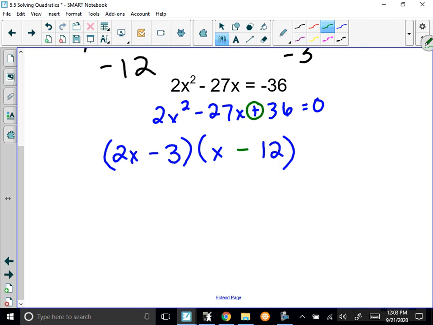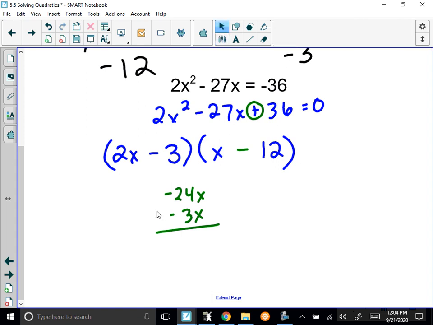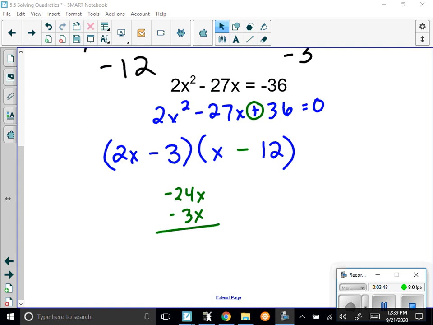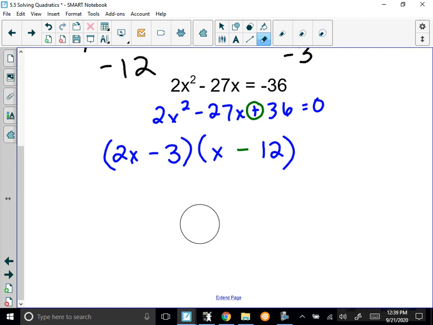So Spencer, what's 2x times negative 12? 24x. Negative 24x. And then what's negative 3 times x? Negative 3x. And then what is negative 24x plus negative 3x? Negative 27x, which is what our B term is here, so that is the correct factor form.